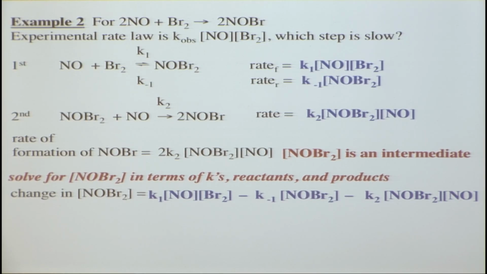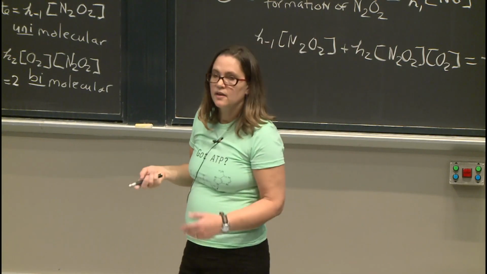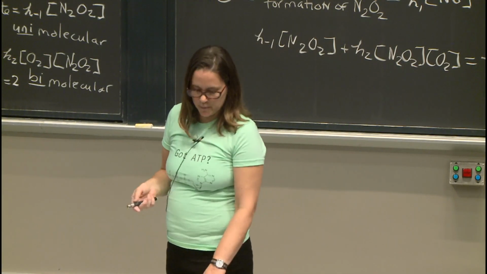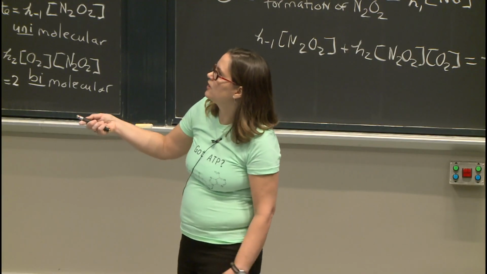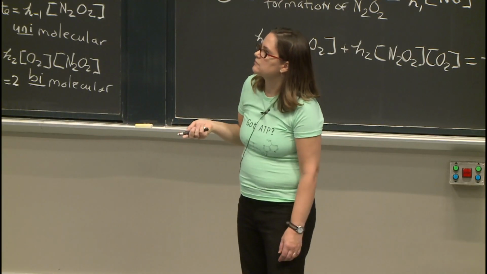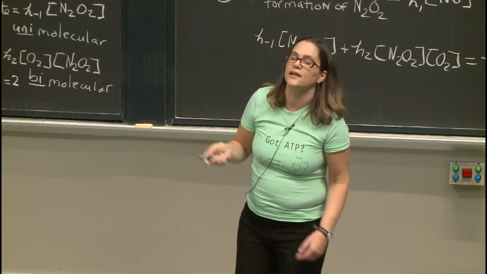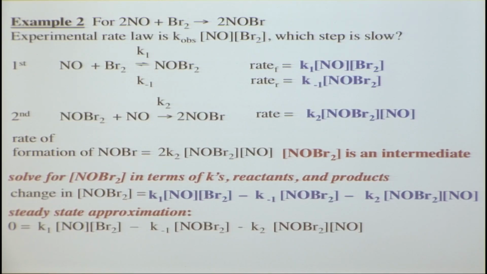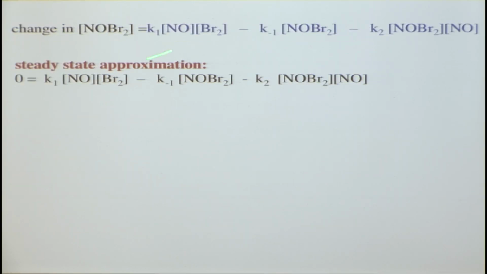So again, this is exactly what we did with the first example. We think about the change, how it's being formed, and the two different ways that it's being consumed. We can again use a steady state approximation and set all of that equal to 0. All right, so let's do that, and we'll solve again for the intermediate. On this next slide, I just put those things up there. This is what you were just copying down. If you didn't finish, it's still here. And here's the steady state approximation.